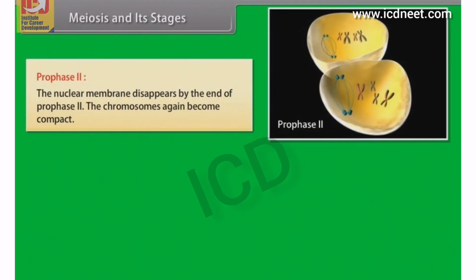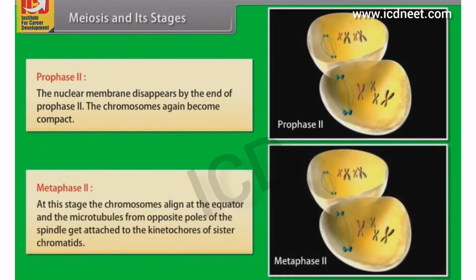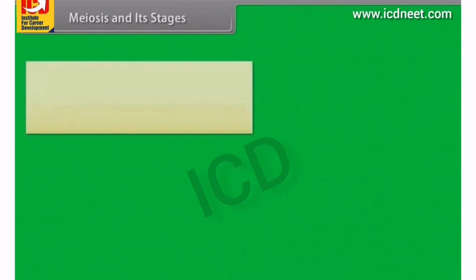After prophase II, metaphase II takes place. At this stage, the chromosomes align at the equator, and the microtubules from opposite poles of the spindle get attached to the kinetochores of sister chromatids. Similar to mitosis, metaphase II is followed by anaphase II.